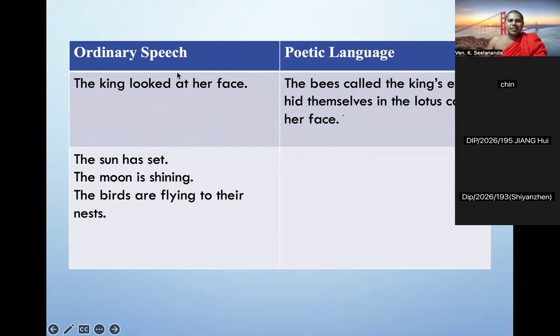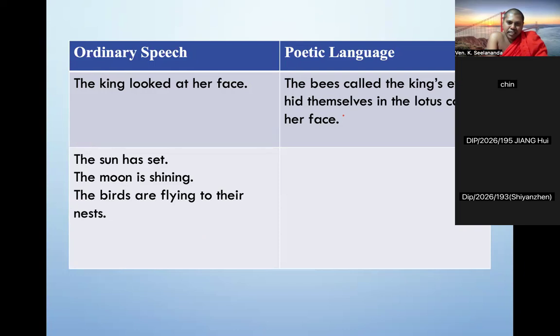Yeah, these are examples to explain what ordinary speech is as distinct from poetic language. You can see the first sentence: the king looked at her face. This is direct or ordinary speech. We can talk, call someone, or write a report like this: the king looked at her face.